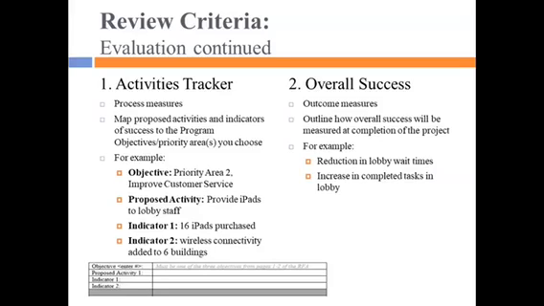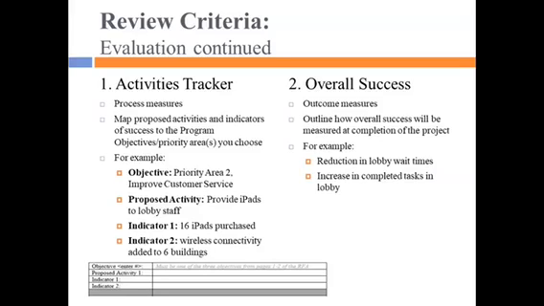So we have an objective, which is priority area 2, improve customer service, and the proposed example activity is to provide iPads to lobby staff in order to improve customer service. Indicator 1 would be that 16 iPads were purchased, and indicator 2 would be wireless connectivity added to 6 buildings. So you can see that those are mostly process related.